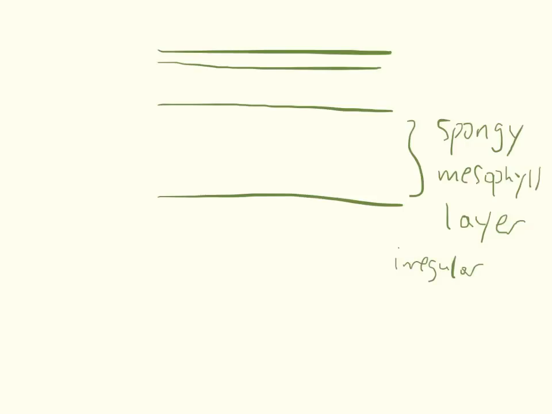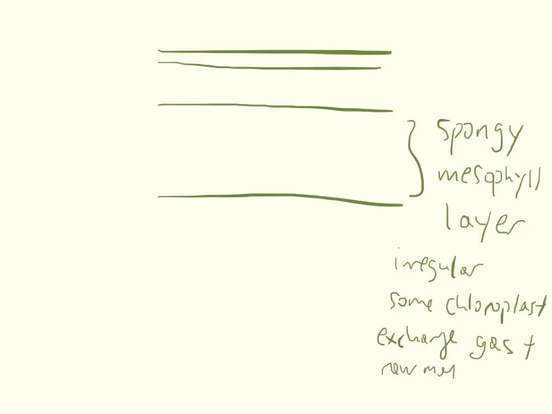Right? They have some chloroplasts, but their main function is to exchange gas and raw materials for photosynthesis. So what happens here is that the cells are usually irregular in shape.